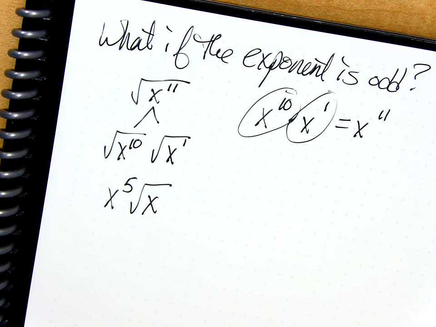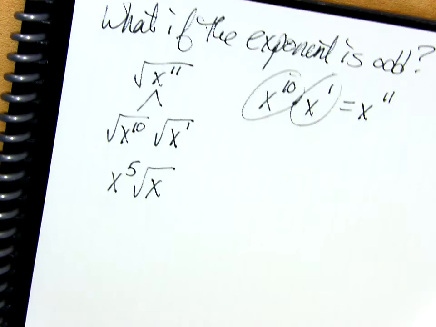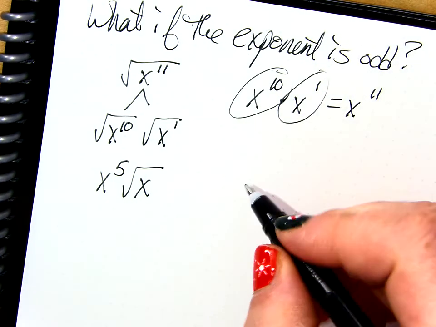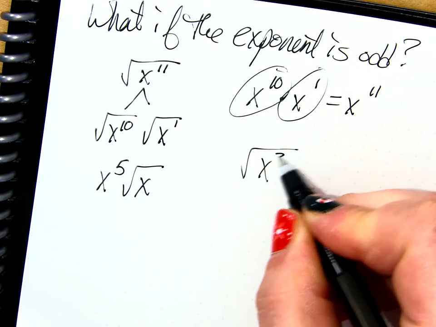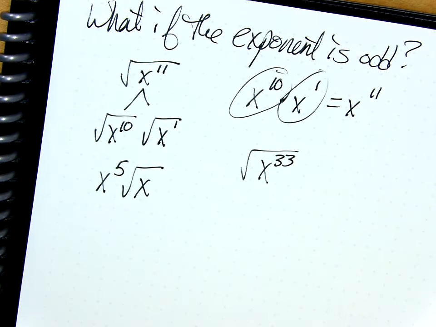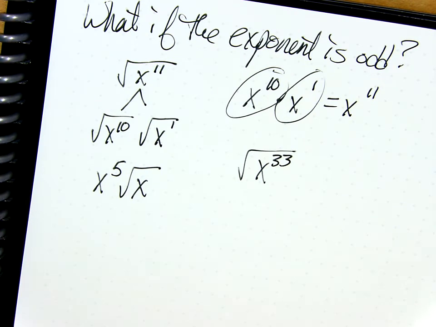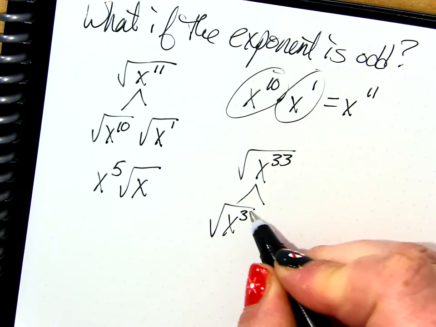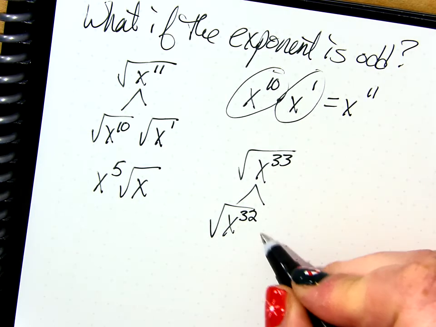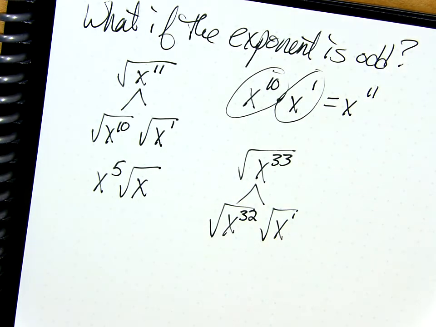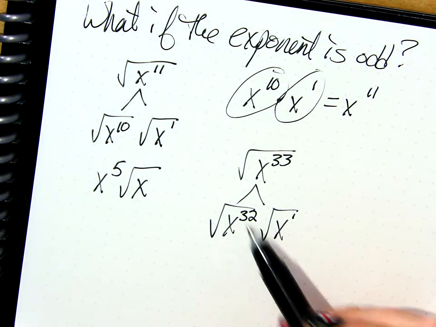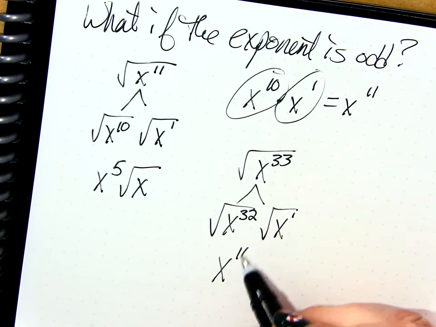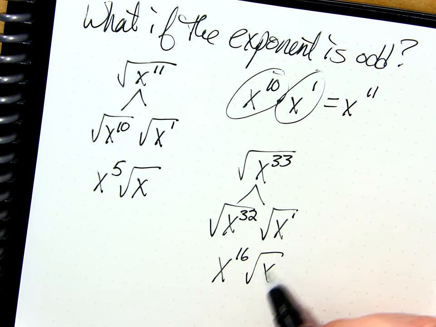So your steps are always basically going to be the same thing. Say I wanted the square root of x to the 33rd, right? So to simplify this, you break it up, you always go one less. So you go down to 32. And then this one would just be x to the 1st. Now, what's the square root of x to the 32? X to the 16. And then this one just stays.